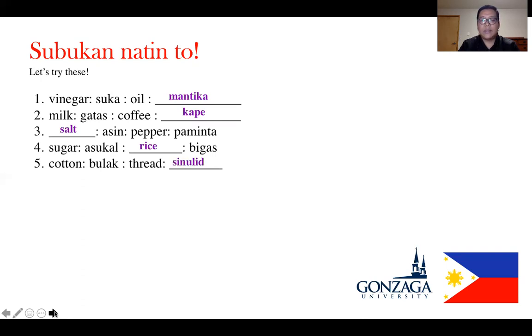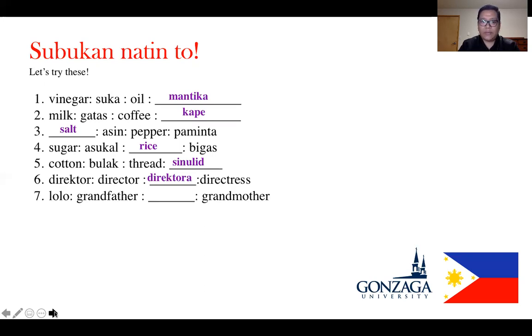It's sinulid. Okay. Director is to director, as blank is to directress. What's the female counterpart for director? Okay, you say directora. Lolo is to grandfather, as blank is to grandmother. What's the Filipino version of lolo? Okay, female version is lola.